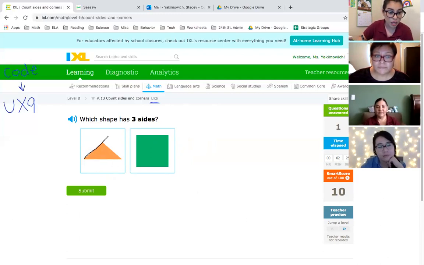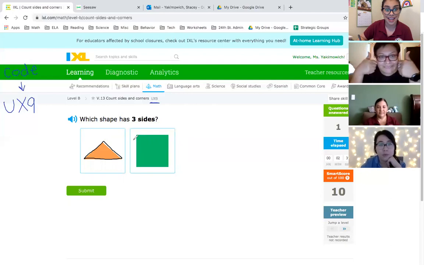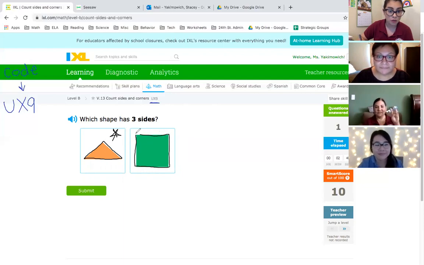We have 1, 2, 3 lines, or 3 sides, and Ms. Rosales is giving us a thumbs up. She thinks it's this one. Let's count this one just in case. 1, 2, 3, 4. Ooh, probably not, huh?